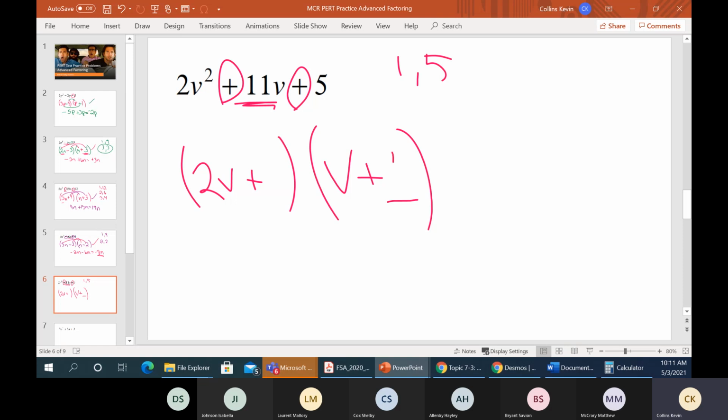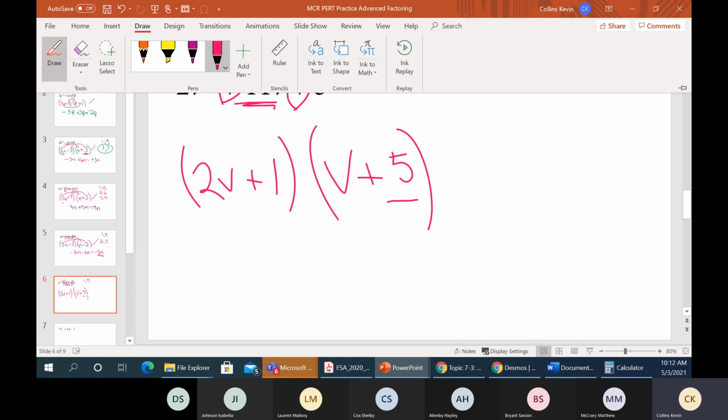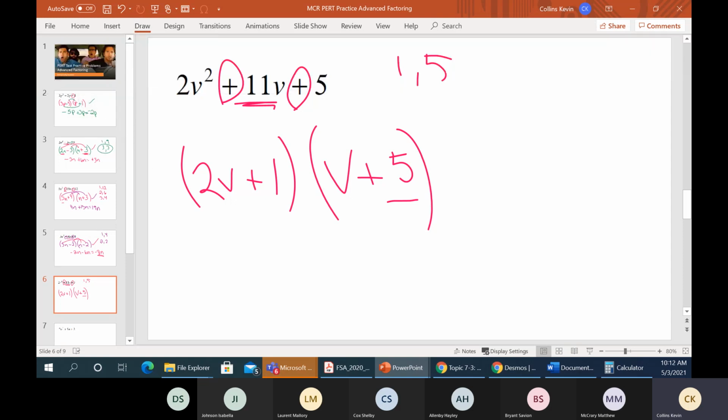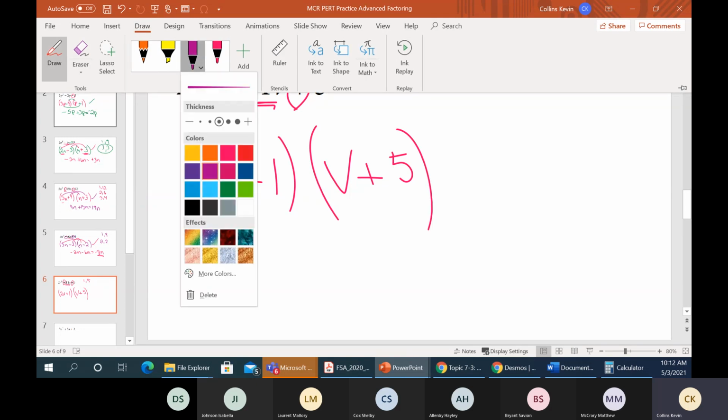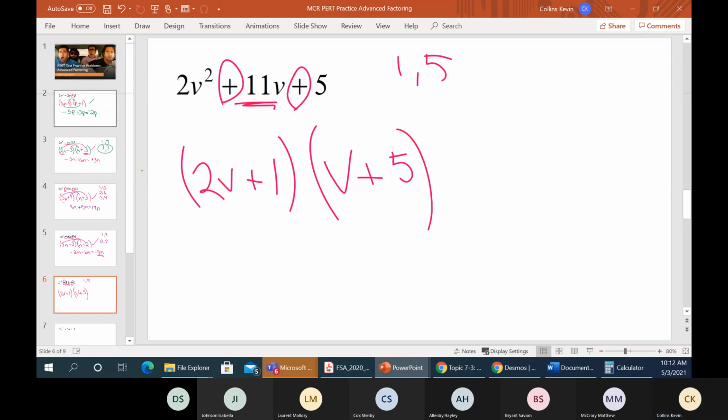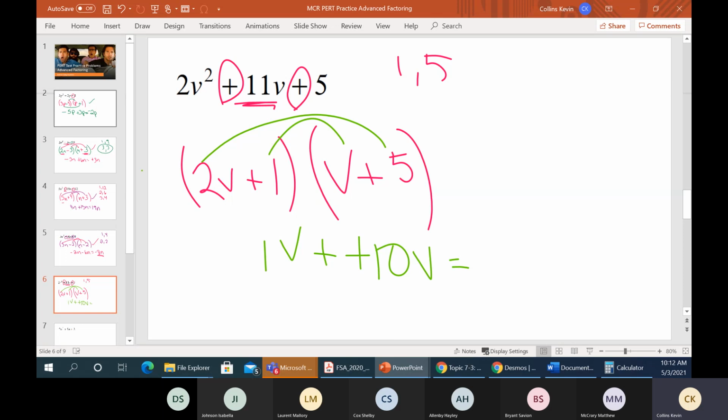Go with 5. Okay, let's do that. So put a 5 there and a 1 there. All right. So let's do our inside outsides. Inside, 1 times v is just v. Outside we got 2 times 5, that's plus 10v. I put the plus sign twice for some reason. But the good news is we have 1v and 10v, that's 11v. Our middle guy matches up, so that's our guy.